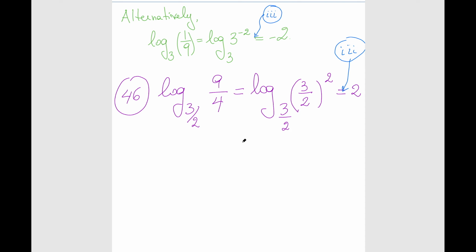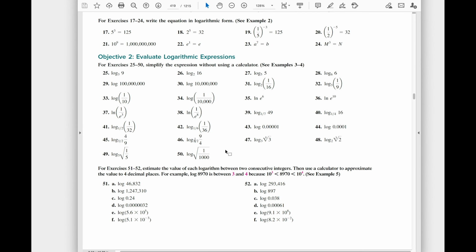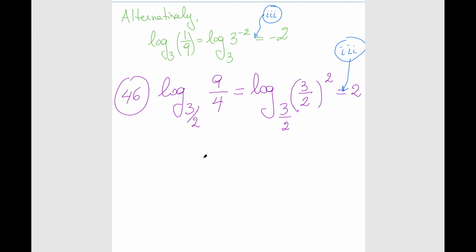All right. Let's do the other one that I promised you that I want to do. Which one was it? 48. Log base 2 of third root of 2. Okay. Hope you now see the answer before you do it. 48, log base 2 of third root of 2.